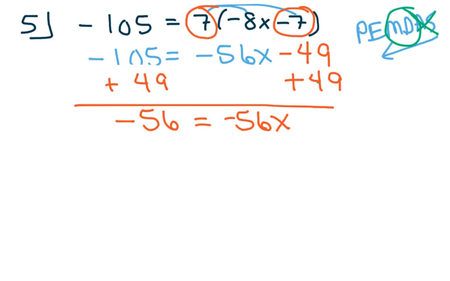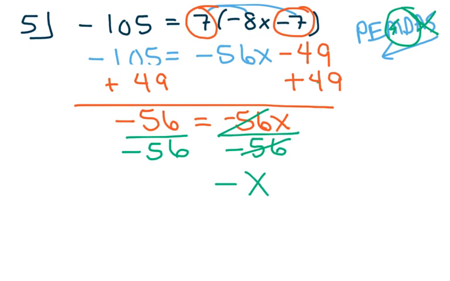Then we're going to divide both sides by negative 56. That gives you 1, and this gives you 1. So my solution set is 1.